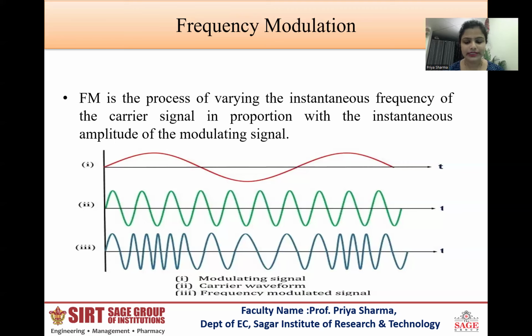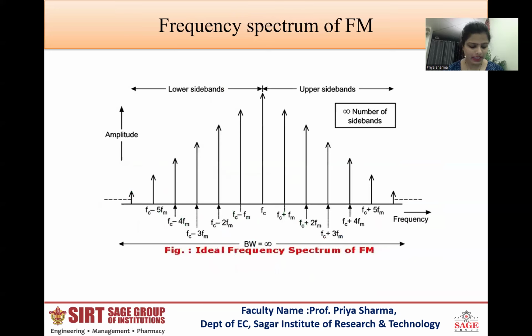Now, coming to the frequency spectrum of the FM wave, the expression of the FM wave is quite complex as it contains an infinite number of sidebands. As you can see, this is our carrier signal, the frequency spectrum of the carrier. This is the upper sidebands and it continues to infinity. And this is the lower sidebands, which also continue to infinity. The bandwidth is also infinite.